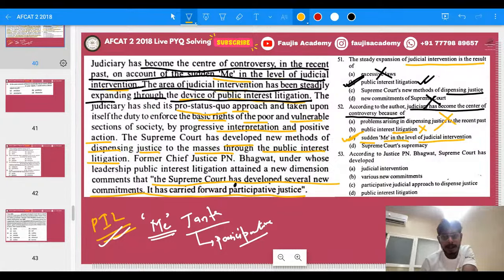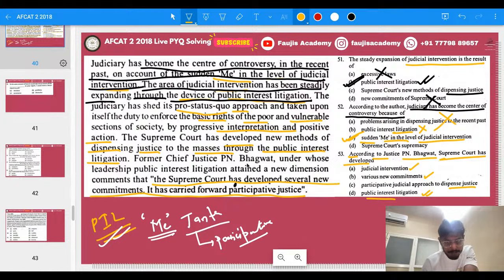Sushant, you should have answered question number 52 first. According to Justice P.N. Bhagwat, Supreme Court has developed what? Judicial intervention? Yes, it has developed judicial intervention. Okay, let's hold on for a moment. Various new commitments. Yes, they have developed various new commitments. Participative justice approach to dispense justice. Public interest litigation.